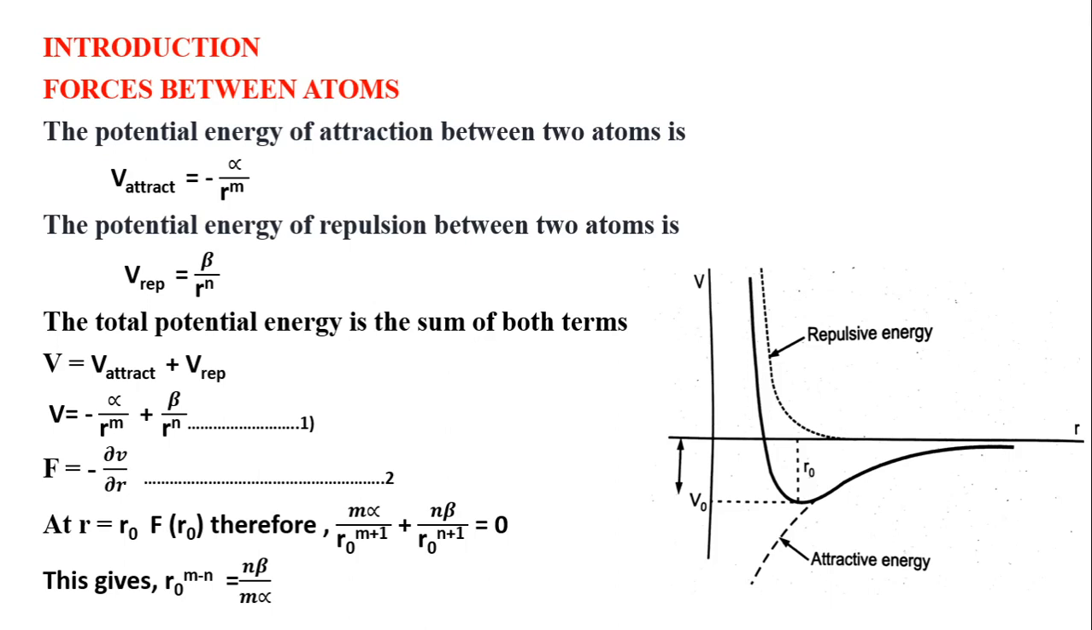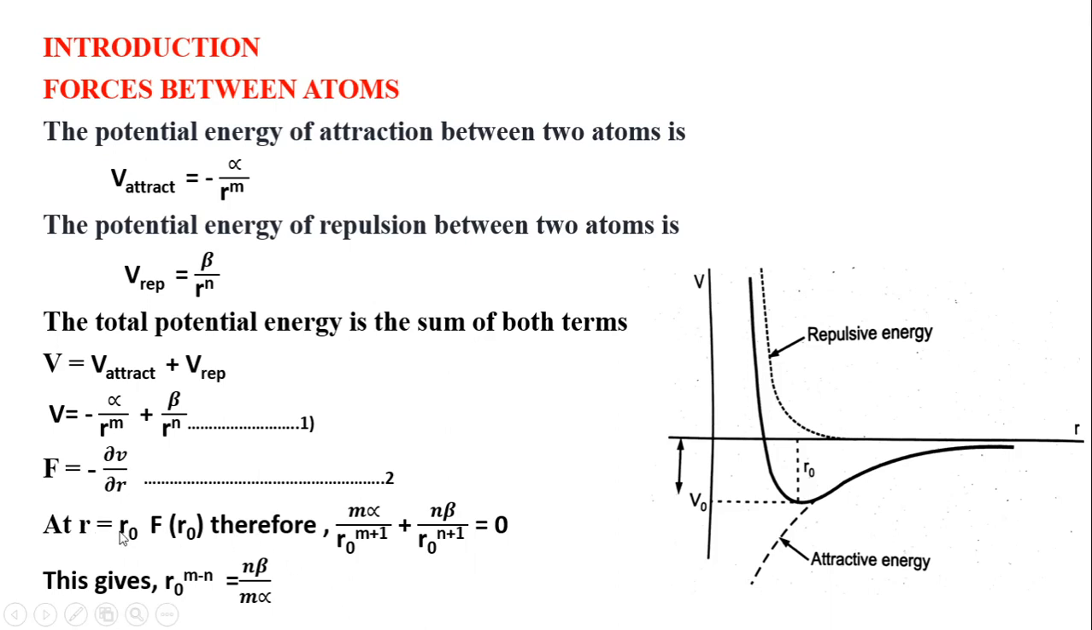On the other hand, F of r is greater than 0 for r less than r0. That is, the force becomes repulsive at small separations of the atoms and tends to push the atoms apart. The repulsive and attractive forces cancel each other exactly at the point r0, which is the point of equilibrium.